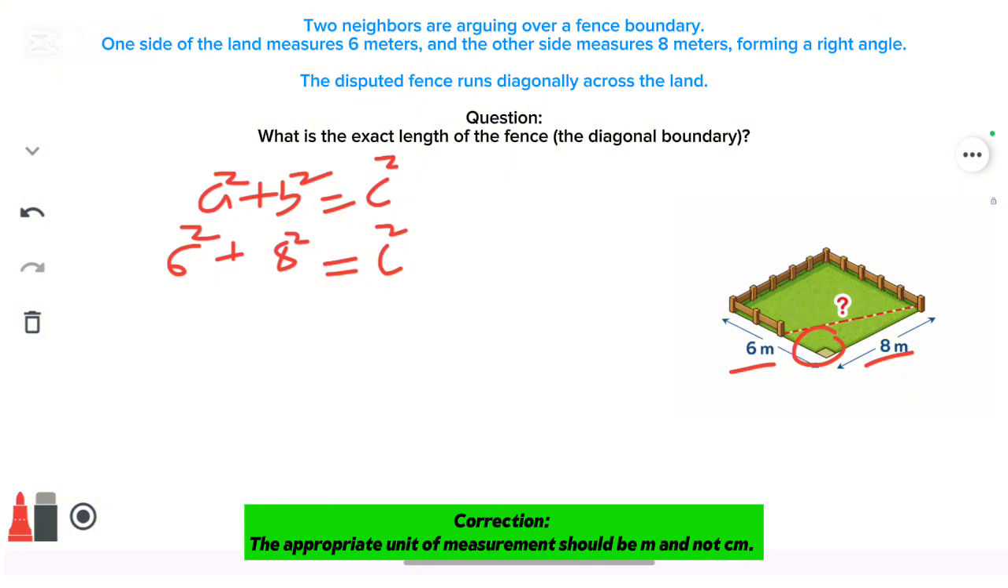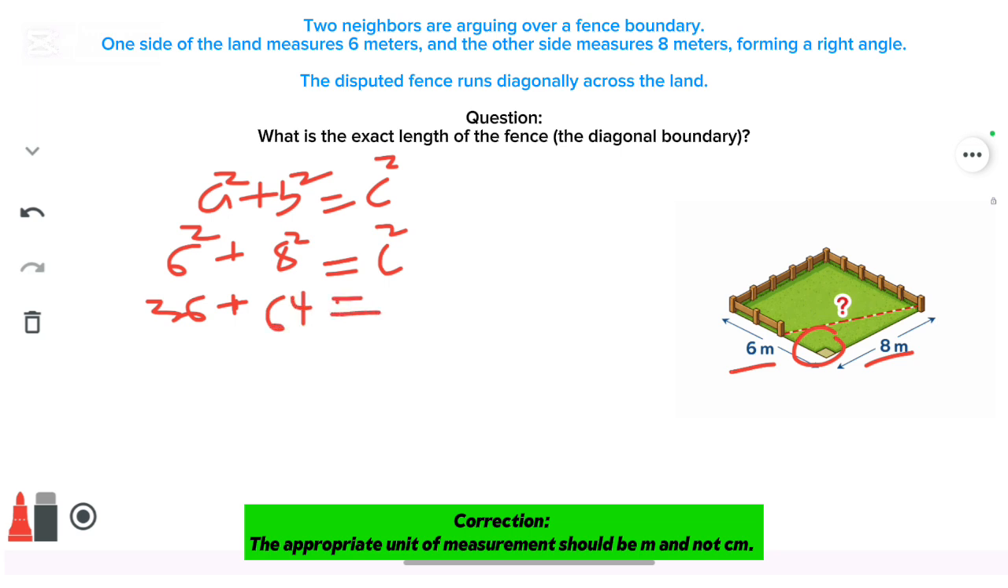Alright, so the first step there is we have to square the sides. So 6 squared is equal to 36 plus 8 squared is equal to 64.